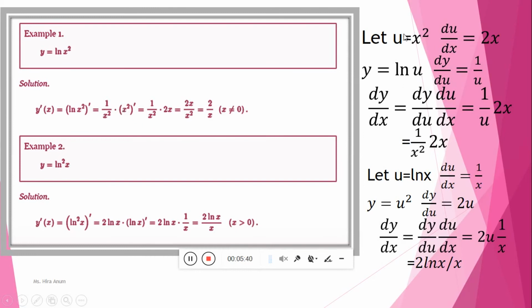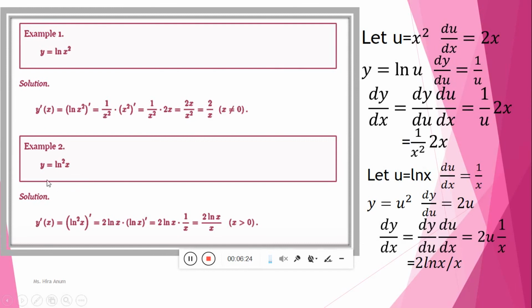Or we can do u equals x^2, then taking the derivative, du/dx equals 2x, and let y equal ln u. Taking the derivative, dy/du equals 1 over u. dy/dx equals dy/du times du/dx, which equals 1 over u times 2x. Putting in the value of u, it becomes 1 over x^2 multiplied by 2x, the x cancels, and our answer is 2 over x. The answer is the same with both methods. You can choose this method or that method.